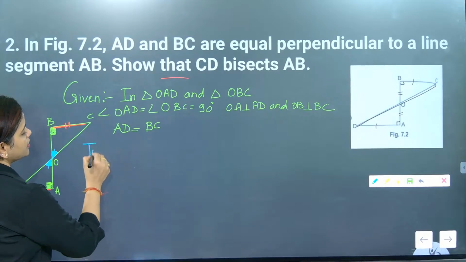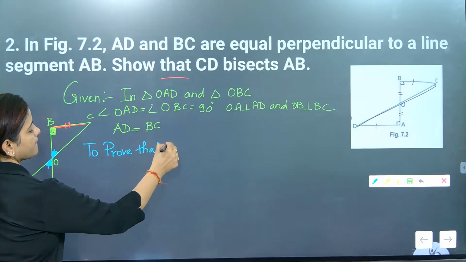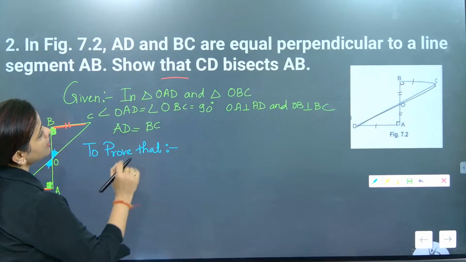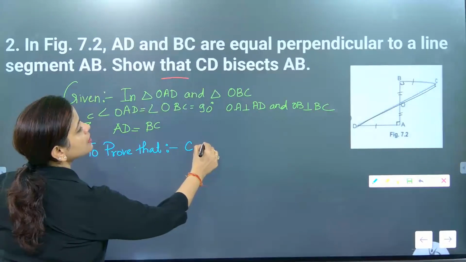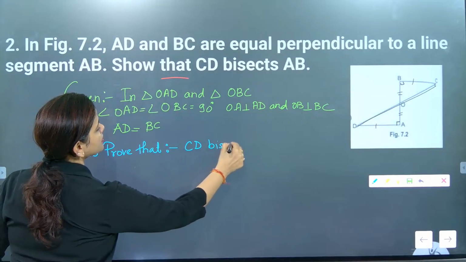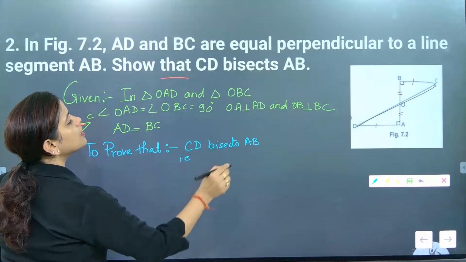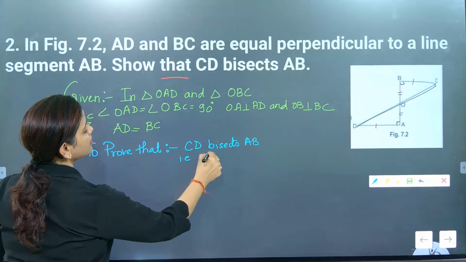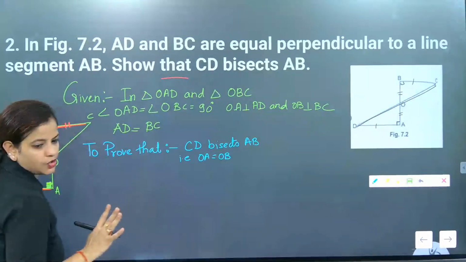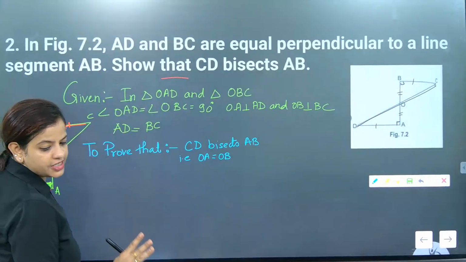So what to prove? What do we need to prove here, beta? Tell. Very good. CD bisects AB. That is, AB bisection means OA is equal to OB. Understood? This is what you need to prove. This is the target point you have to achieve: OA is equal to OB.